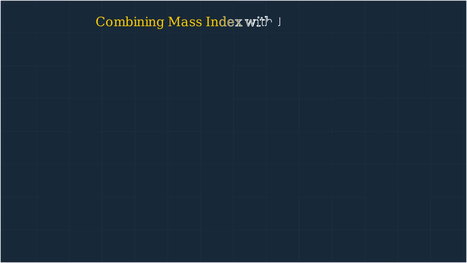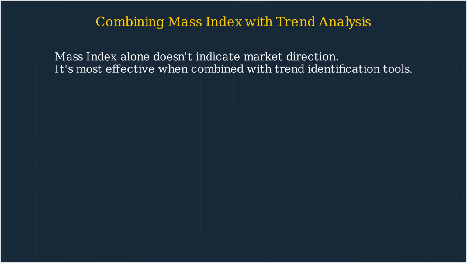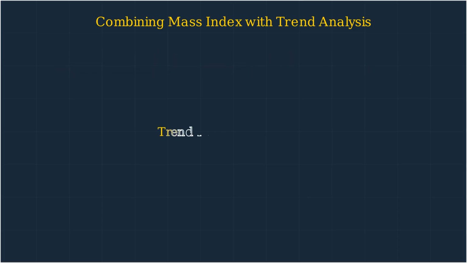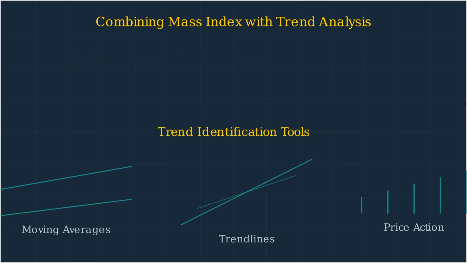The mass index indicator is a powerful tool for identifying potential reversals, but on its own, it doesn't indicate market direction. To enhance its effectiveness, traders combine the mass index with various trend identification tools. These include moving averages, trend lines, and price action analysis. Each provides context for the potential reversals identified by the mass index.